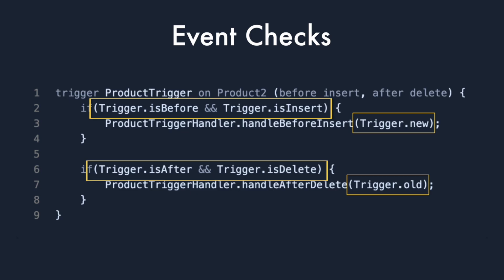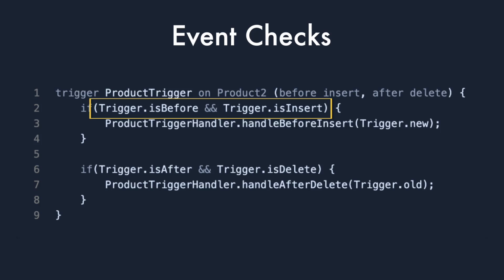This before trigger contains a few context variables. These context variables allow us to determine if the before insert event occurred, while this context variable gives us access to the product records that are being inserted. This context variable is being passed into a trigger handler, which is used to handle business logic.